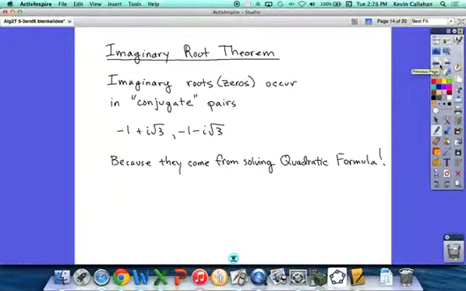But again, this imaginary root theorem is telling us that because these imaginary roots come from the quadratic formula, you're never just going to get one. You've got to get two. Right? If you get negative 1 plus i root 3, like we did on the last slide, you've got to have negative 1 minus i root 3. They come in pairs. Those are called conjugate pairs because these numbers are conjugates, when the only thing that changes between them is the sign from a plus to a minus. So we know that our imaginary solutions will always come in pairs, always an even number.